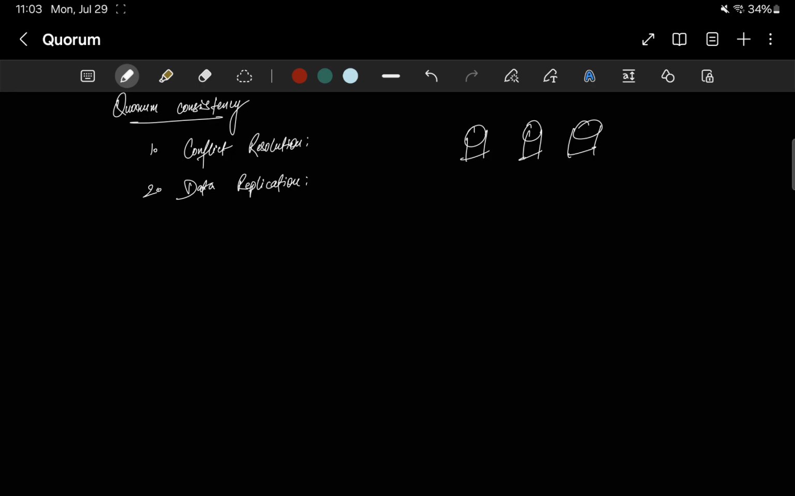So I hope now you are slowly able to see the picture of how this entire playlist of system design concepts is related to each other.